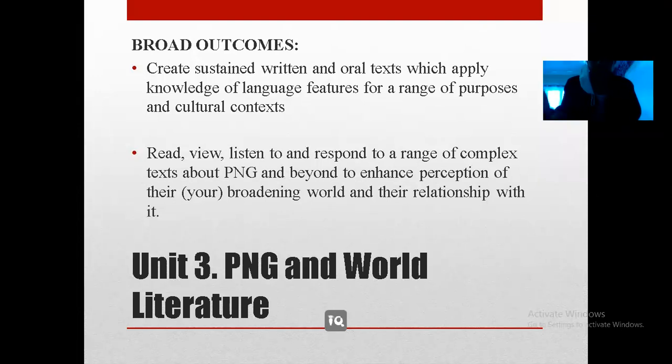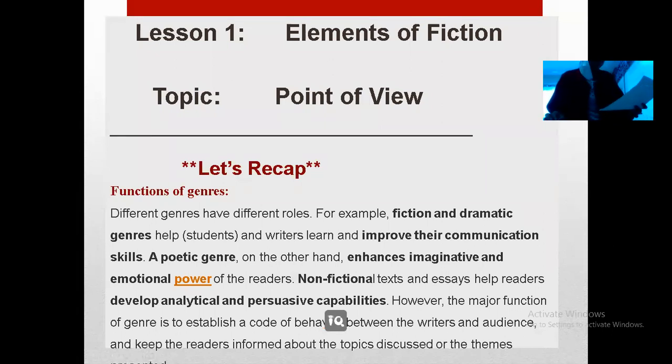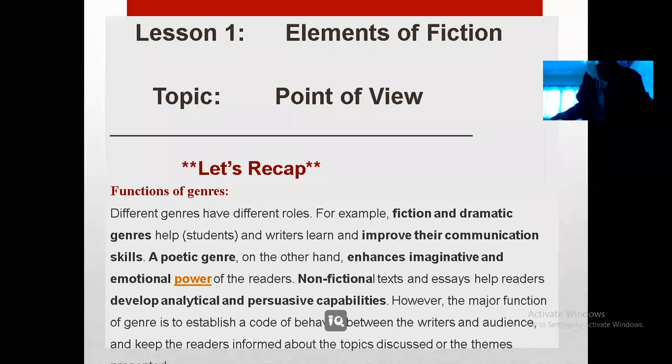Great. So perception of your broadening world, as well as your awareness of your broadening world knowledge. So this lesson title is on point of view. Point of view is an aspect of elements of fiction. Fiction is one of the 5 major genres of literature.